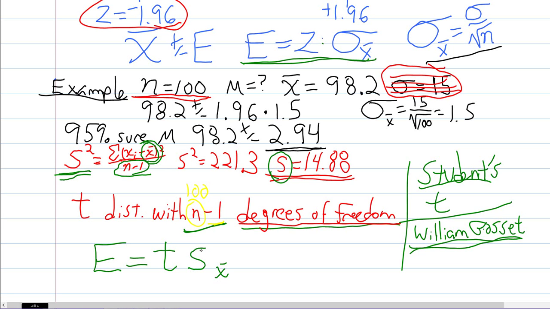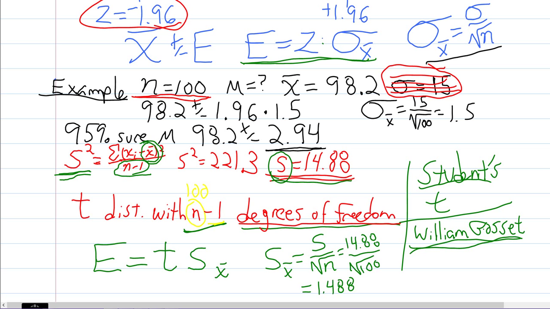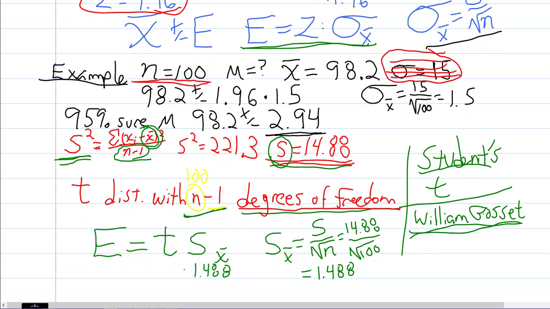But how do you calculate this standard error with an s? It's exactly the same way you do if you don't have the sigma. You take your standard deviation, your estimate, and you divide it by the square root of n. Okay? So in this case, what would our standard error be? It would be 14.88, because that's our estimate of the standard deviation, divided by the square root of n. Well, we still have 100 IQs that we collected from people. So it would be equal to 1.488. Right? So that's what's going to go right here, 1.488.